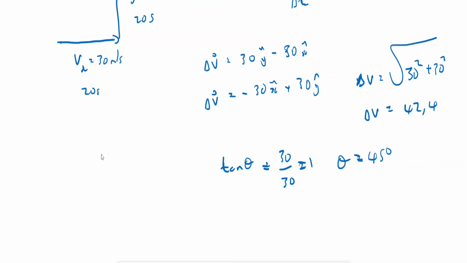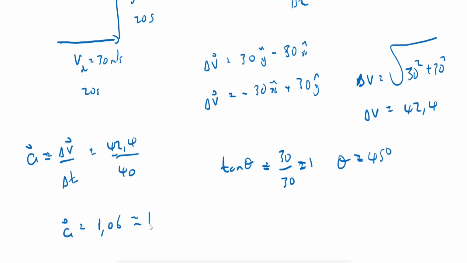So that's what I basically have. So now let me find the acceleration vector. The acceleration vector will be given by the change in velocity over the change in time. I've already found the change in velocity, and it's going to be the vector. All right, I already know the direction, I already know the magnitude. So it's going to be 42.4 over 40. All right, and the acceleration vector is going to be, and that's 1.06.